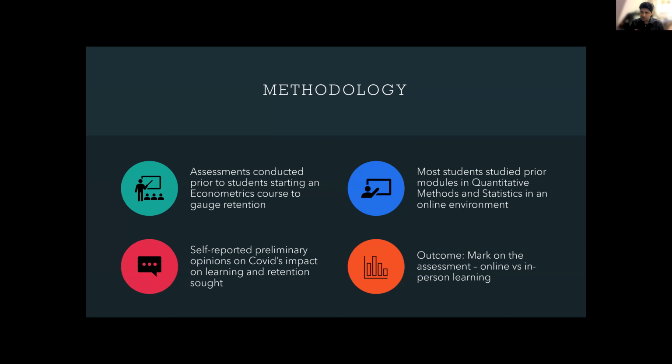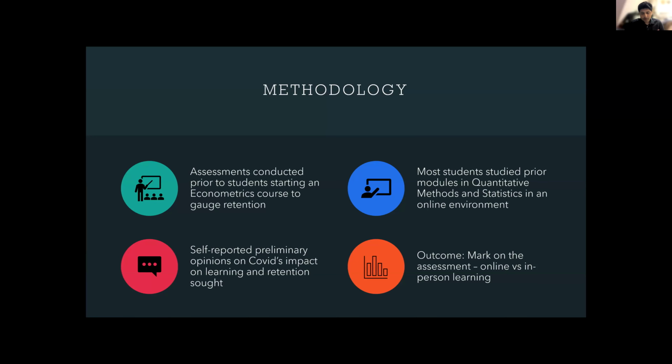So we prepared an assessment which was given to all students when they were just starting their econometrics module. And we wouldn't tell them that the assessment was for a particular purpose. We would market that as a gauge of their attention. And then, of course, when we went through the assessment and we marked it, we would feed that back to their lecturer and they could adapt their module as and when they wanted.